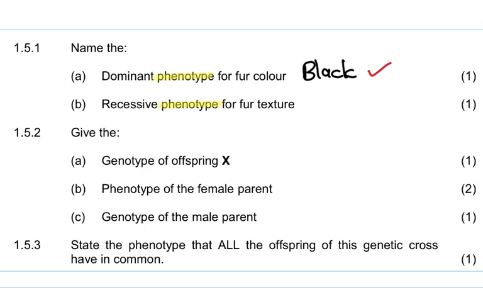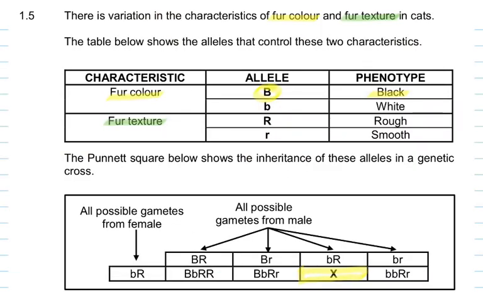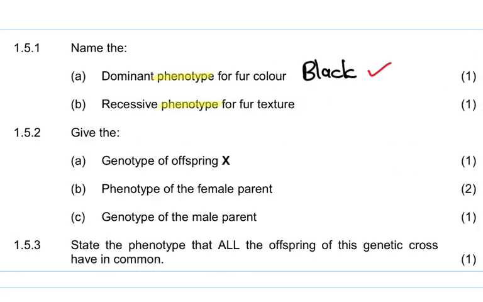Then the recessive phenotype for fur texture. So again, we go back, we find our recessive characteristic, and then we highlight the characteristic we're going to be looking for there, which is smooth. So we write down the answer smooth. And then we make sure that we get our marks there.